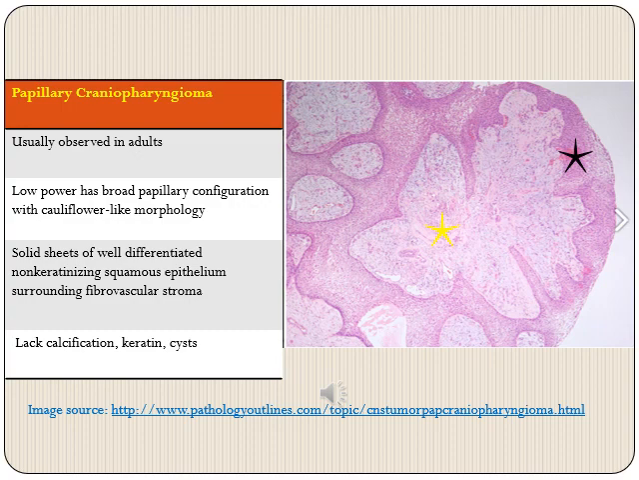keratin, and cysts. In this photomicrograph on the right, we can see broad fibrovascular cores highlighted by these yellow colored asterisks, and these fibrovascular stromal cores are lined by strips of non-keratinizing squamous epithelium, and one area of this squamous epithelium I have highlighted with these black colored asterisks.